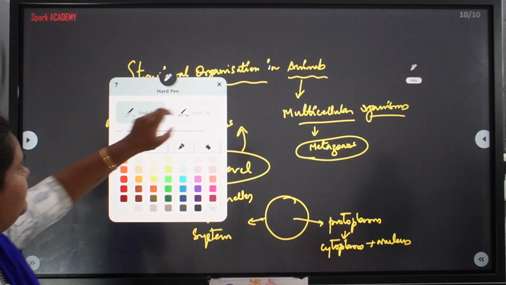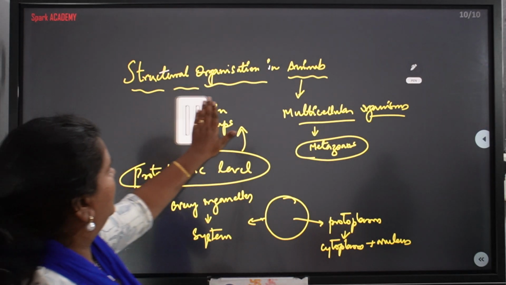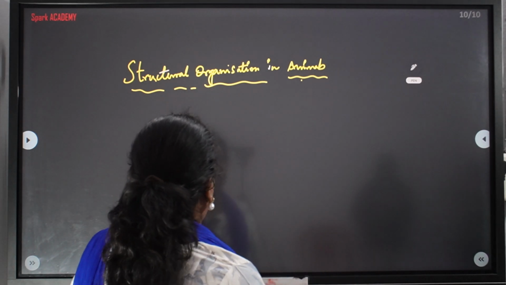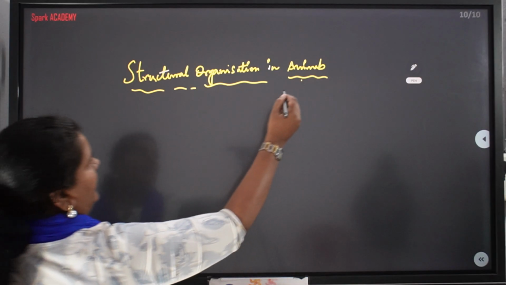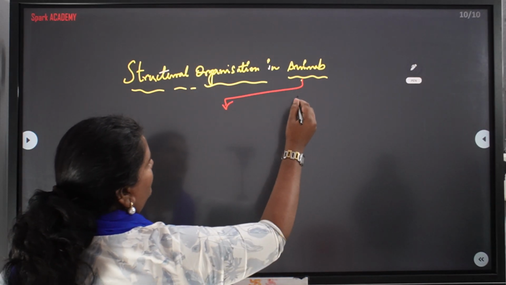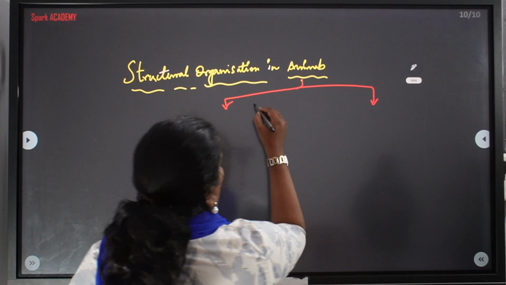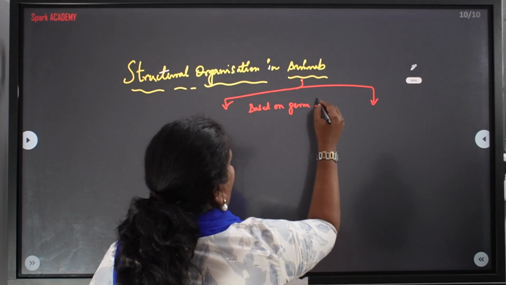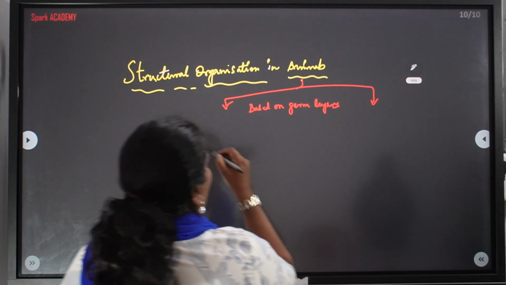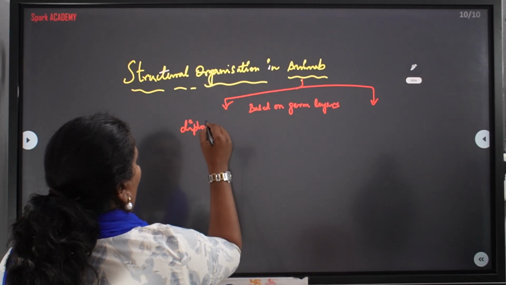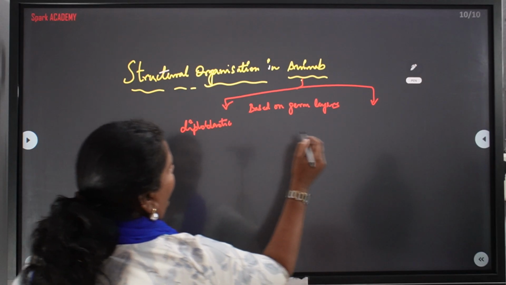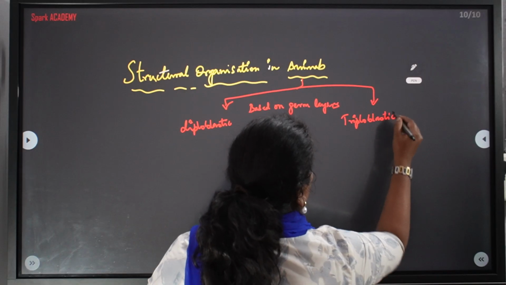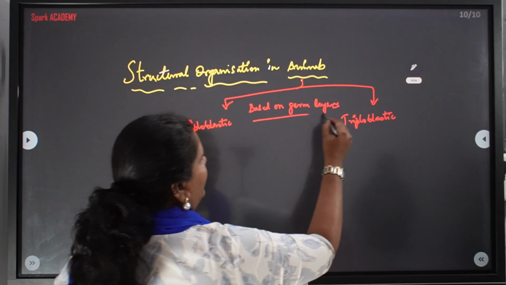So let's see what are diploblastic and triploblastic animals. Animals are divided based on the presence of germ layers. Based on germ layers, the animals are divided into diploblastic and triploblastic. Okay, first of all, what are germ layers?